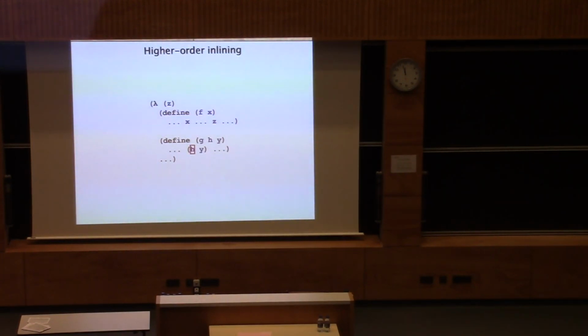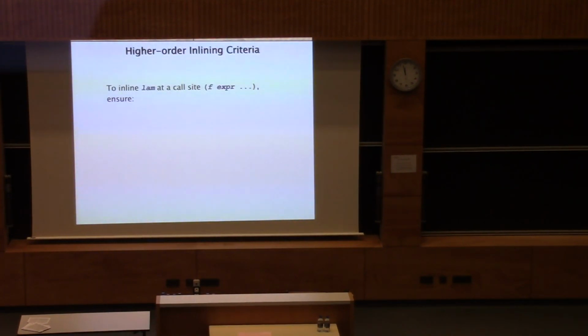So the first question we need to answer is what flows to h? Is this inlining even sensible? Because closures over multiple lambda terms could flow to h, and of course, in that case, it doesn't make sense to inline. So that leads us to our first condition or criterion, which is if we want to inline a lambda term at a call site, then only closures over that lambda term can flow to the operator.